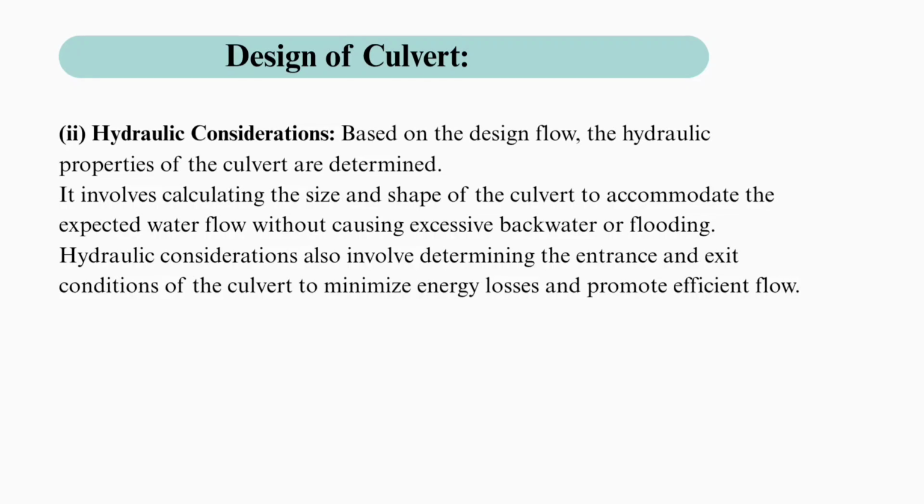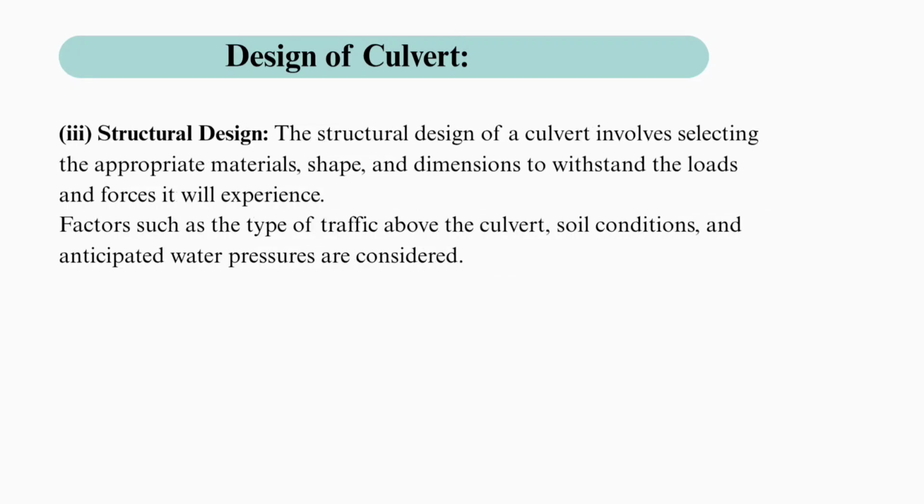Hydraulic considerations also involve determining the entrance and exit conditions of the culvert to minimize energy losses and promote efficient flow. The next point is structural design. The structural design of culverts involves selecting the appropriate materials, shapes and dimensions to withstand the loads and forces it will experience. Factors such as the type of traffic above the culvert, soil conditions, and the anticipated water pressures are also considered in designing a culvert.